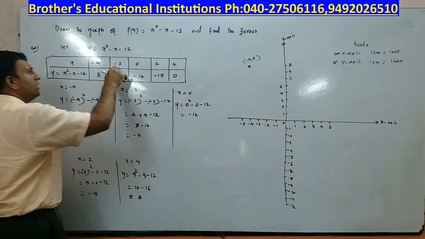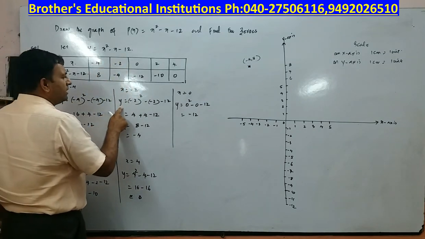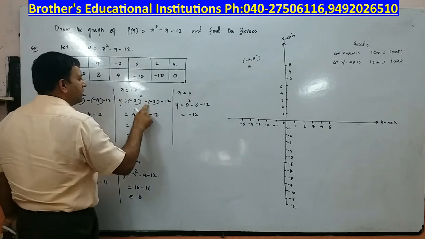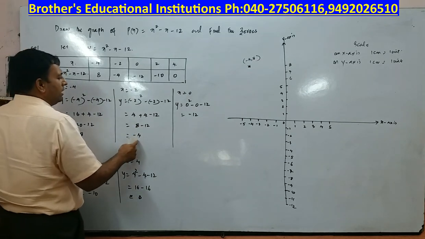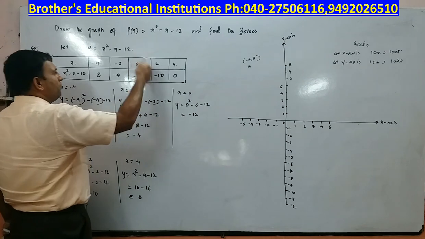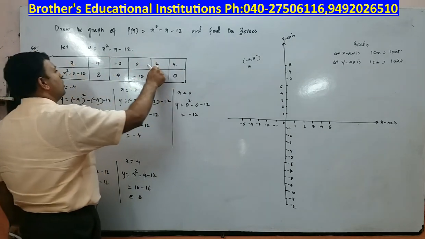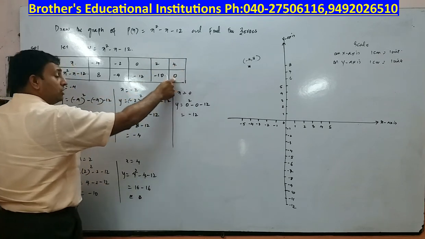Similarly, I am going to substitute minus 2. When I put x is equal to minus 2 in this equation, y is equal to minus 2 square, minus of minus 2, minus 12, that will be 4 plus 2, 6 minus 12, equal to minus 6. I put this value here. Similarly for x is equal to 0, when I substitute x is equal to 0 here, I will get minus 12. Similarly for x is equal to 2, I will get minus 10. Similarly for x is equal to 4, I will get 0.